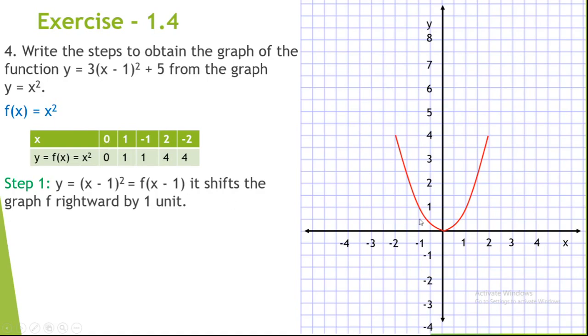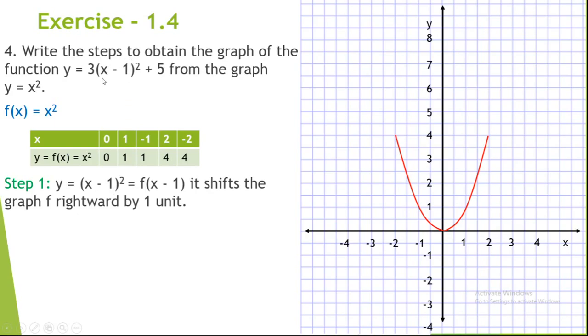See, 0 comma 0. 1 comma 1. This is minus 1 comma 1. This is 2 comma 4 and minus 2 comma 4. Connecting all the points, we have got this graph, which is a parabola. Right, now first step, just comparing with the graph which is given, y is equal to x square. Now here y is equal to x minus 1 the whole square.